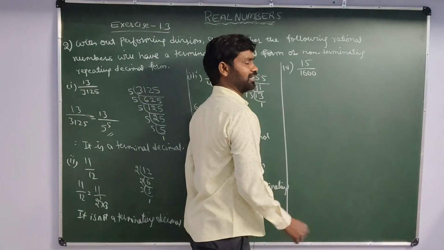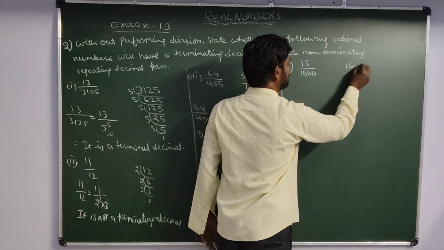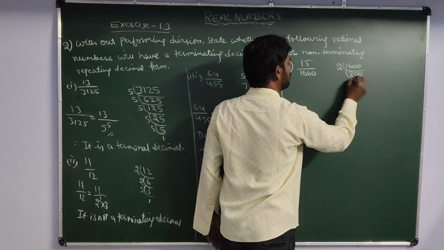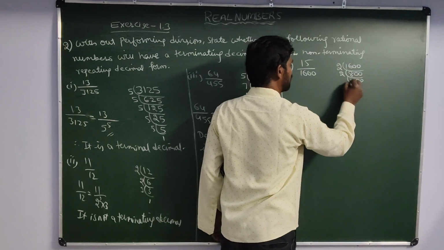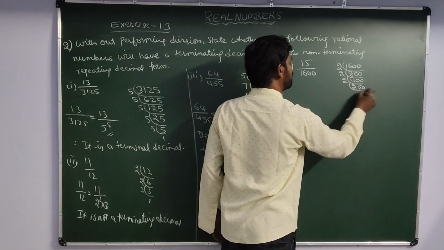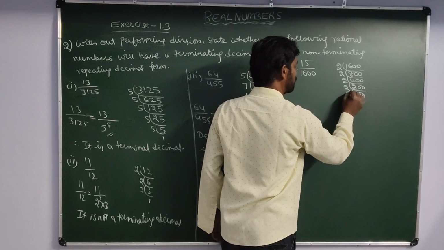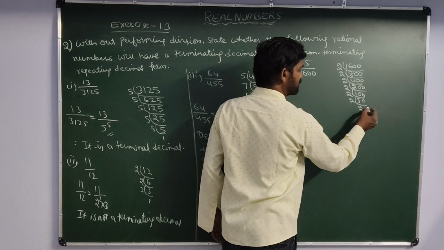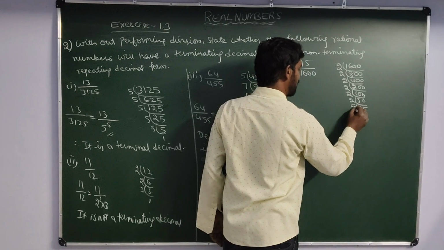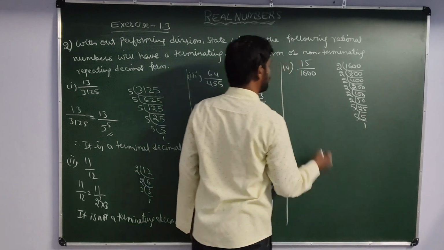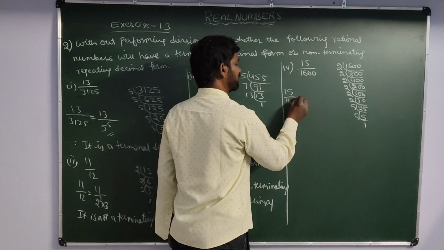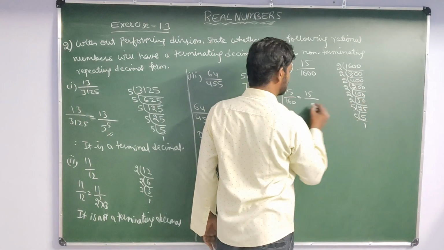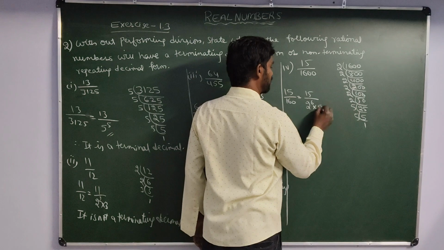Next question, 15 by 1600. So 1600, that is the denominator, prime factorization. 2 8s are 16, 0s, 0s. 2 4s are 8, 0s. 2 2s are 4, 0 double zeros. 2 hundreds are 200, 2 50s are 100, 2 2s are 4, 1 remains, 1 0, it becomes 10, 2 5s are 10, next 5 5s are 25, next 5 1s are 5. So we write 15 by 1600 is equal to 15 by, so how many 2s? 1, 2, 3, 4, 5, 6.